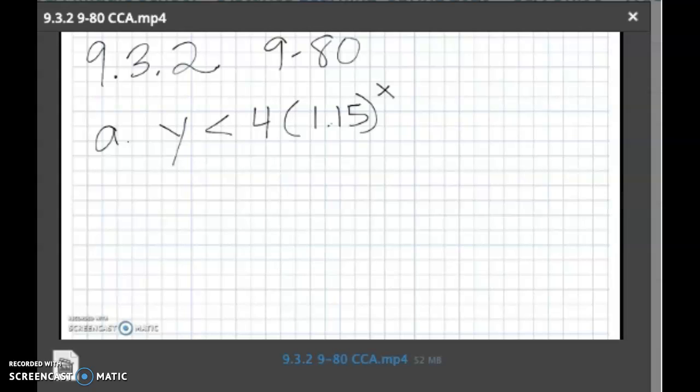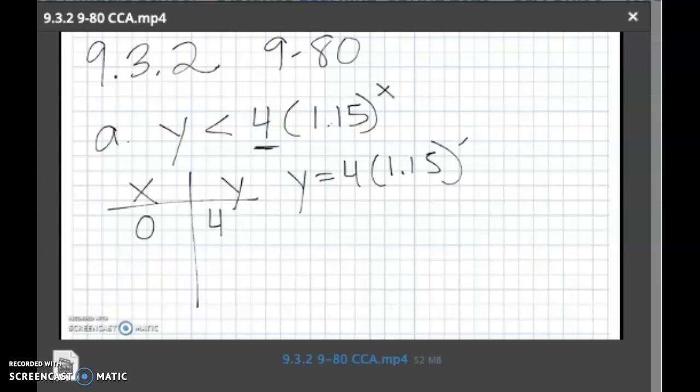Since this is an exponential inequality, I'm going to make a table with a few points so I can sketch my graph. I know that my starting point is the a part of my equation, so when x is 0, we get that y equals 4, and I can confirm that by putting 0 in for x. So 1.15 to the 0 power would be 1, and 1 times 4 is just 4. We're looking at the boundary line, so we're just looking at this equation to get our boundary line graphed first.